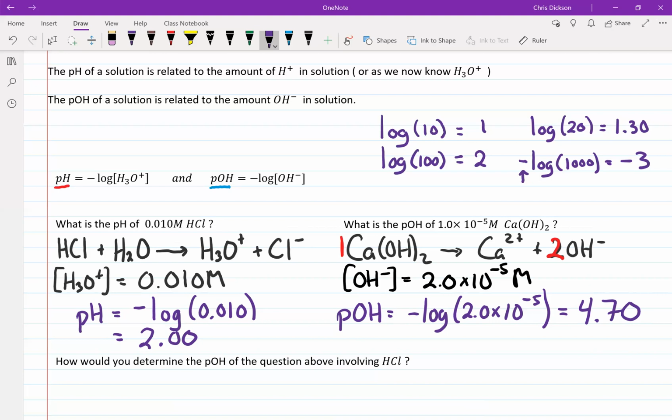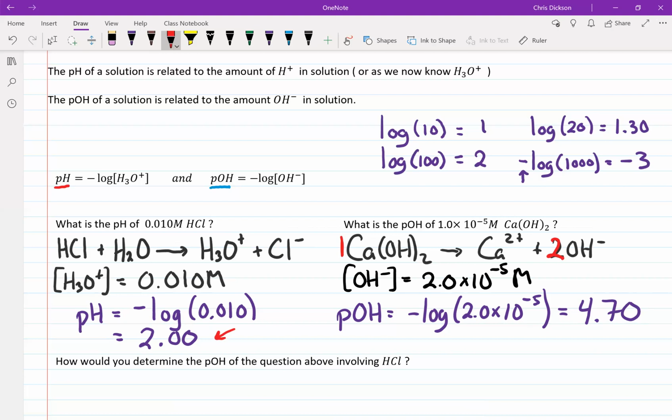Okay, so there's two questions using the formulas that we talked about for pH and pOH. And once again, we're not saying the solutions are acidic, basic, or neutral, although you might be able to make some conclusions right now on what you think it is. But we'll talk more about that terminology a bit later and focus more on the mathematics in this video. So how would you determine the pOH of the question above involving hydrochloric acid? That's the first one here. So this pH measurement of 2.0, what would the pOH have been if you tried to measure it?